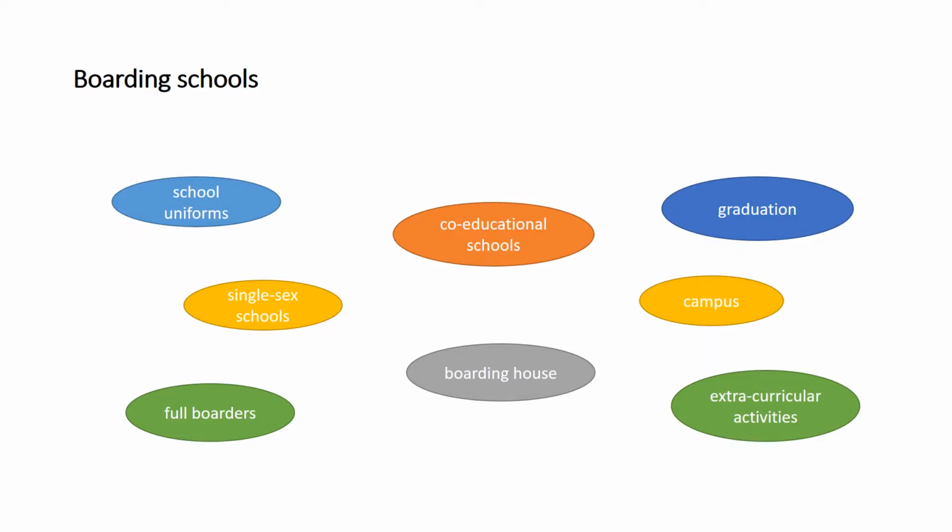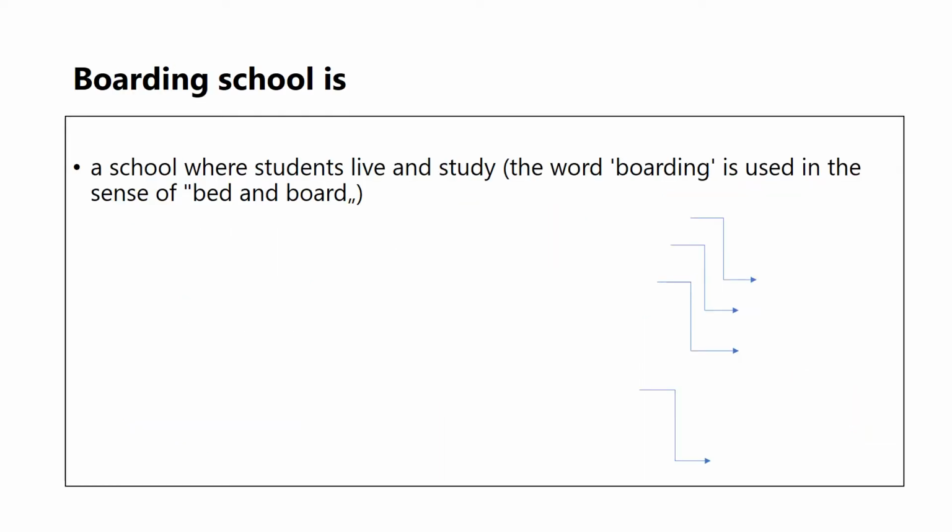Maybe you've come up with these ideas: school uniforms, co-educational schools, graduation, single-sex schools, full boarders, boarding house, extracurricular activities. You are going to listen to or use these words in today's lesson. And now let's clarify the meaning of boarding school.